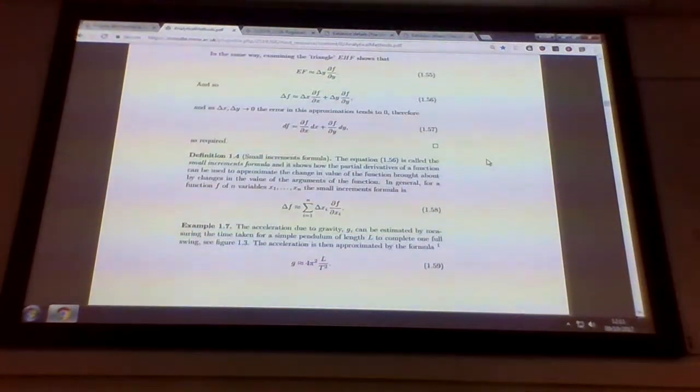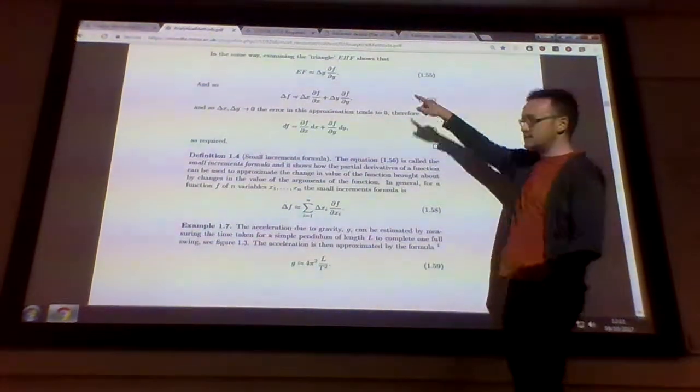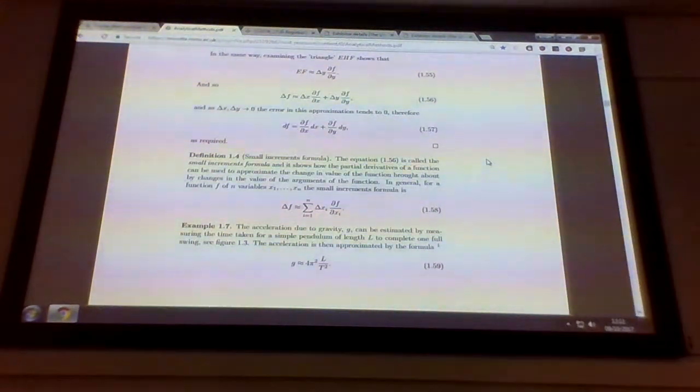Okay, so the small increments formula is a formula that tells us how the change in value of a function is approximated by a nice, meaningful linear combination of the changes in values of any of the variables it depends on, and where the coefficients in that linear combination are exactly the various partial derivatives of the function. Okay? So looking at it in its simplest format in equation 156, so this is equation 156 on page 9.